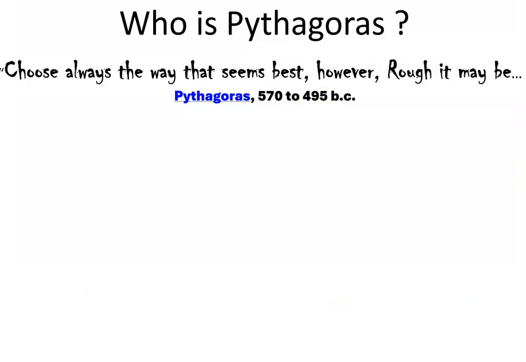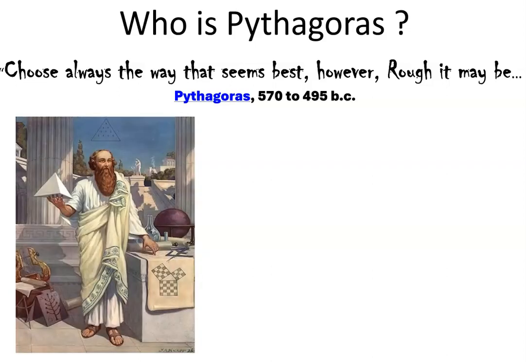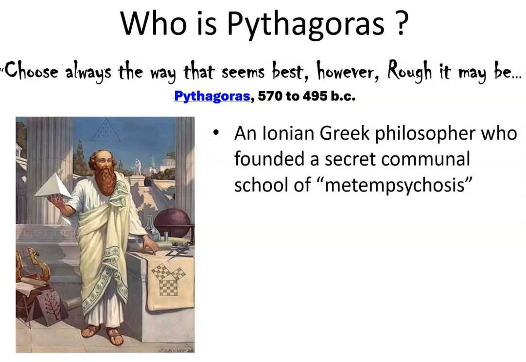Who is Pythagoras? One of his many quotes that I chose here was, "Choose always the way that seems best, however rough it may be." Pythagoras, 570 to 495 BC. He was an Ionian Greek philosopher who founded a secret communal school of metempsychosis.